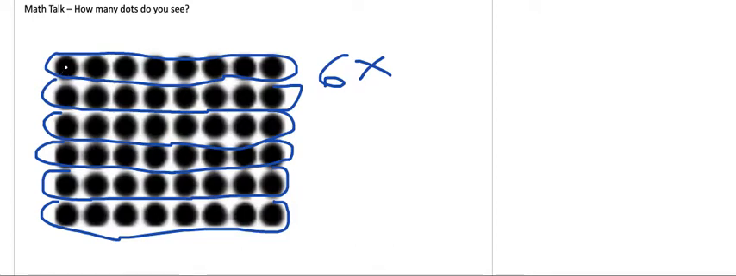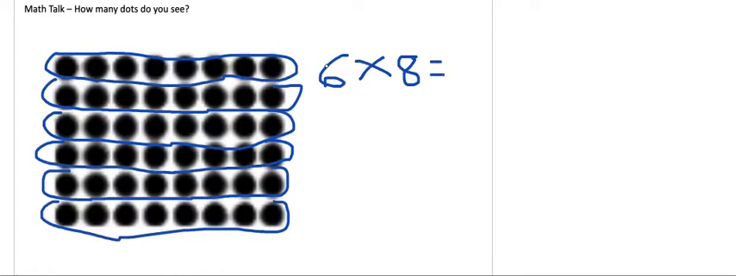Now in each row, or how many columns there are: 1, 2, 3, 4, 5, 6, 7, 8. 8 dots in each row. So that also means there are 8 columns. So I'm going to write the number 8 as the second factor.